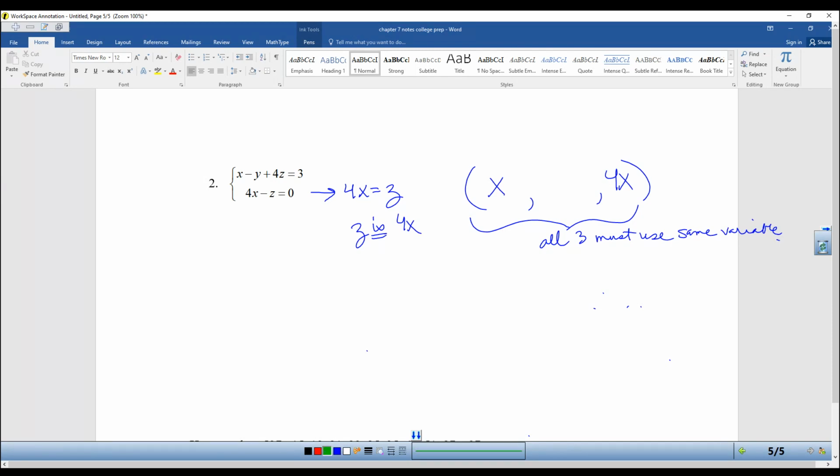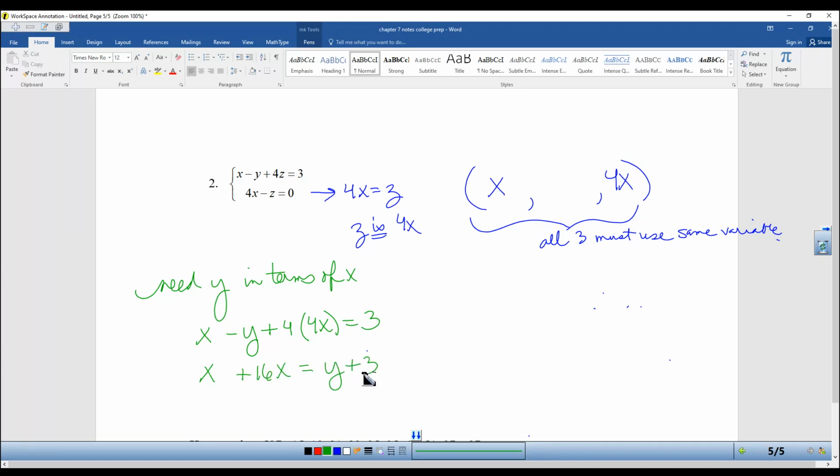So what do I need still? I need y in terms of x. So I'm going to have x minus y plus 4z, and z is 4x, is equal to 3. So x, I'm going to actually add the y to the other side, plus 16x is equal to y plus 3. And then I'm going to subtract 3. 17x minus 3 is equal to y. So 17x minus 3.